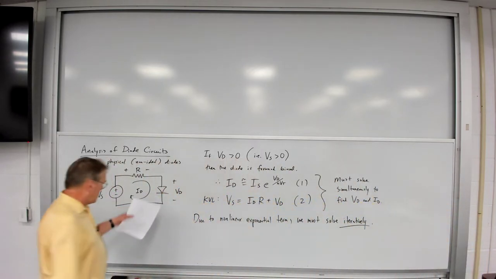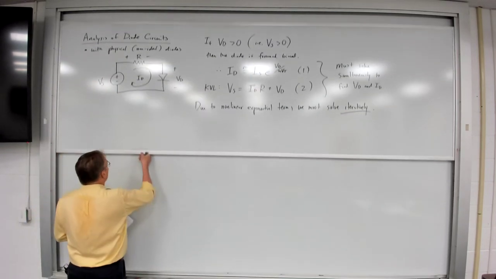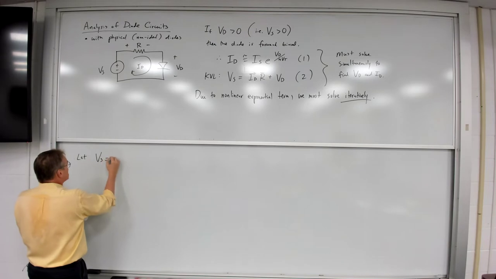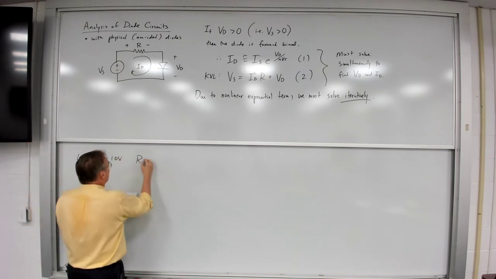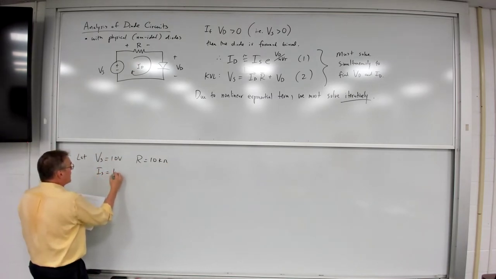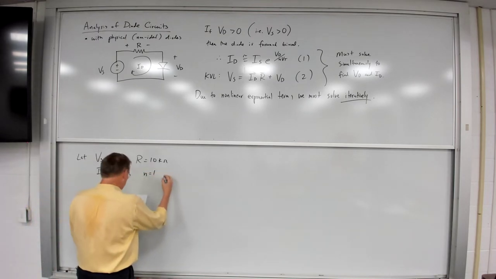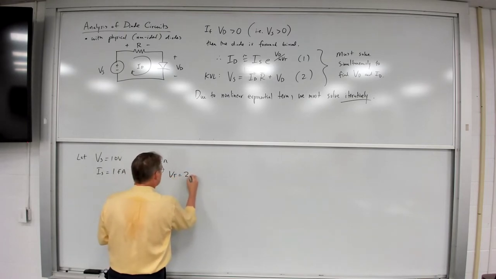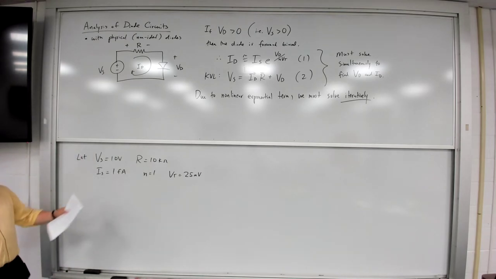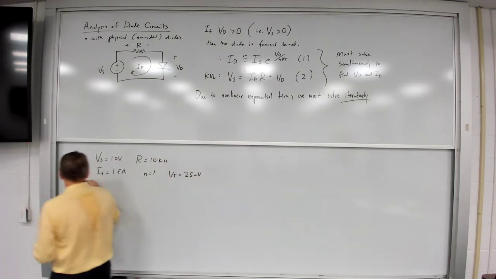I'm going to put some values in here. Let's let Vs be equal to 10 volts. Let's let R equal 10 kiloohms. Let's assume that Is is 1 femtoampere for our saturation current. And let's also assume that N is equal to 1 and Vt is equal to 25 millivolts. All right, so given these, I want to find the exact values of Vd and Id.